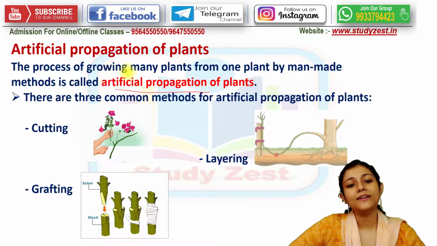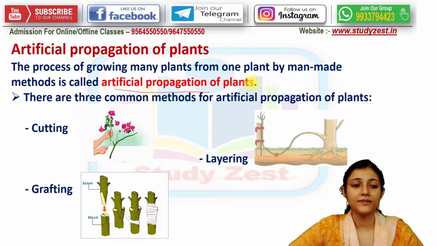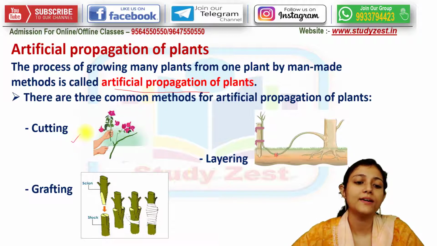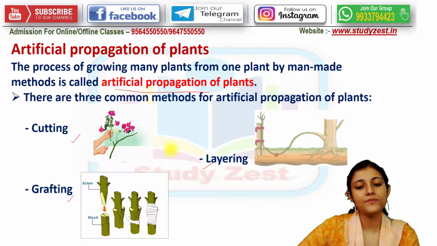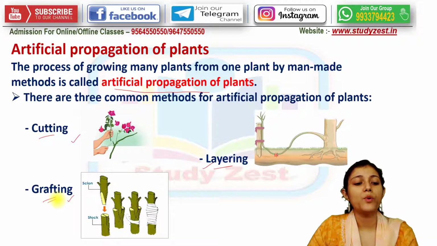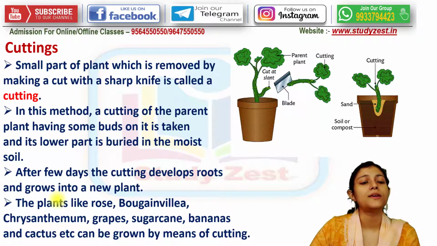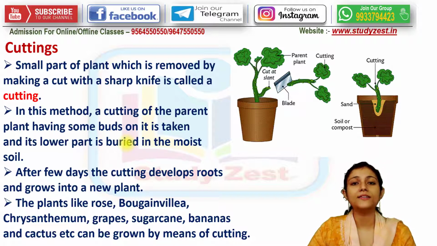Basically what is done here, the plants are grown by the man-made method. Under this method, these three basic points are there which we have to know. First is cutting, second is layering, and third one, very important, is grafting. Okay, so let's start with cutting first. This is the first method under artificial propagation.